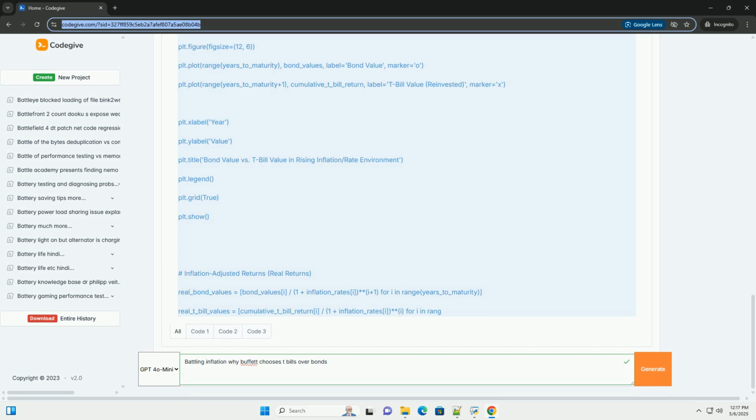inflation_rates, a list of increasing inflation rates for each year. This simulates a rising inflation environment. interest_rates, a list of interest rates that increase in response to the rising inflation rates. This mimics how central banks typically react.